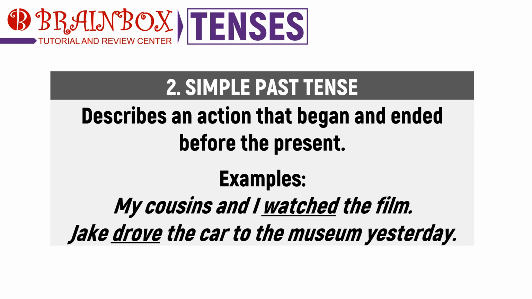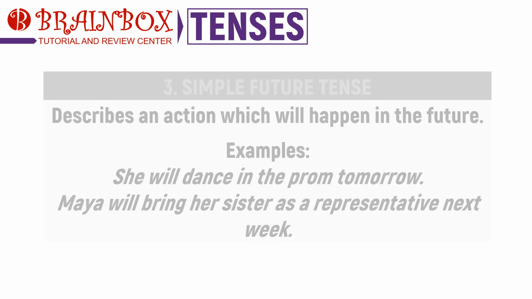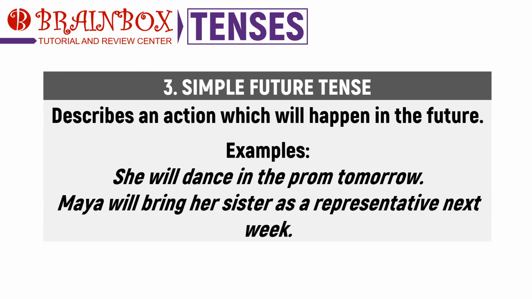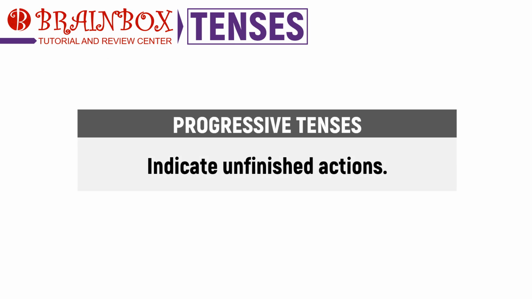This means that the action has stopped and is not happening in the present. On the other hand, the simple future tense is used to show an action that will take place in the future. The next three types of tenses fall under the progressive tense.